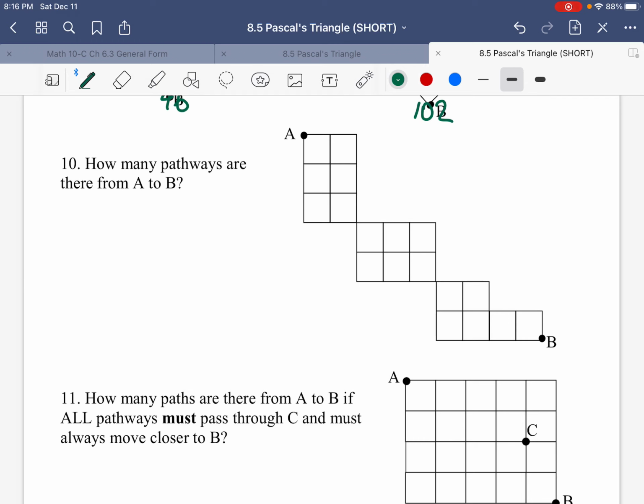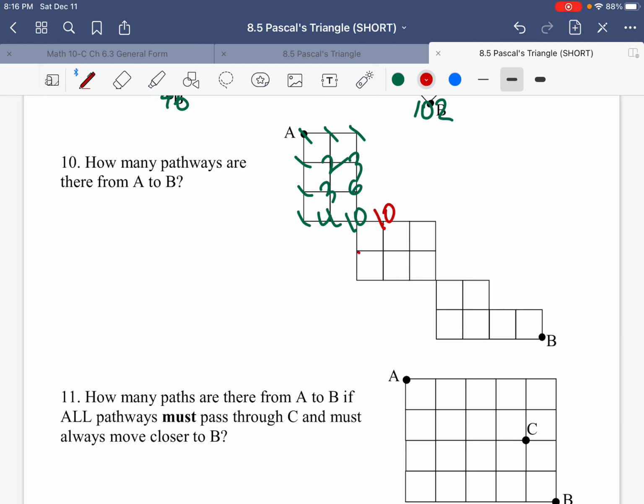So one more. How many pathways are there from A to B? Well, this one looks sneaky, but it's not bad. Turn it sideways. 1, 1, 1, 1, 2, 1, 1, 3, 3, 4, 6, 10. 10 ways to get there. To get here, there are 10 ways. Here there are 10. The next row, 10, 20, 10, 30, 30, 10, 60, 40, 100.